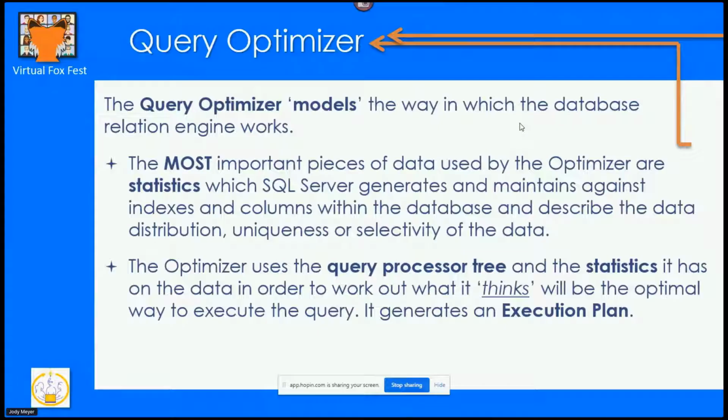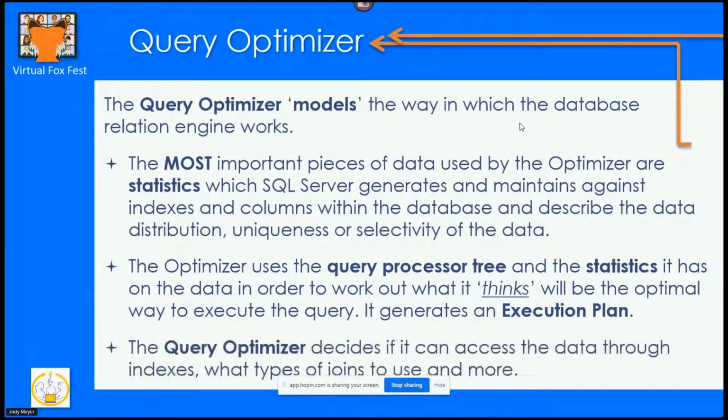And so it then goes through the query process tree, checks out the various joins, and it'll try joining things differently to see what comes up with the least expensive plan.